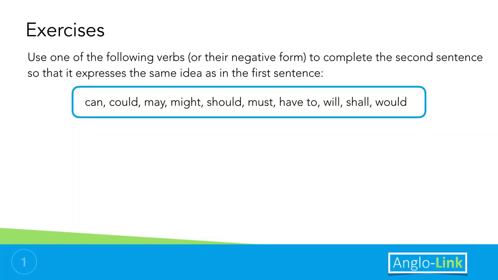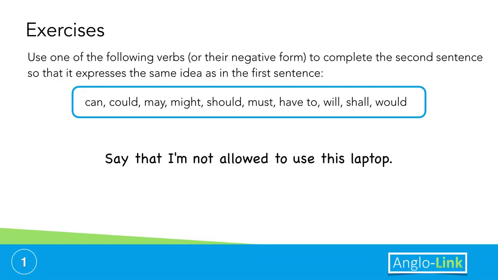Okay, let's get started. Number 1. Say that I'm not allowed to use this laptop. Prohibition. You have two choices. You can't use this laptop, or you may not use this laptop. You can't use it is more friendly than you may not use it.